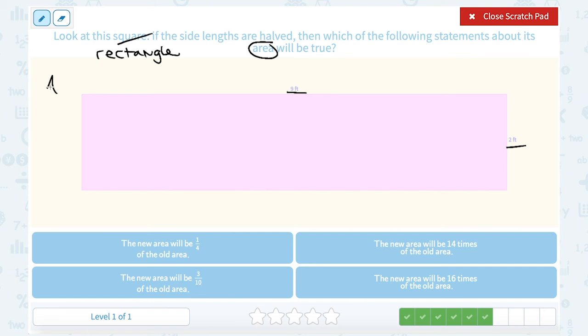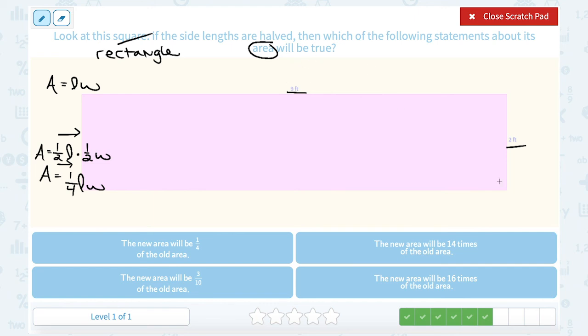Okay, well, for our original area, we would say length times width or base times height, however you want to call that. And if we half the sides, that would be 1/2 of whatever the original length was times 1/2 of whatever the original width was. And if I multiply 1/2 times 1/2, remember I go straight across the numerator or top and straight across the denominator or bottom. 1 times 1 gives me 1, 2 times 2 gives me 4. So I would get 1/4 times whatever the length and width gave me.